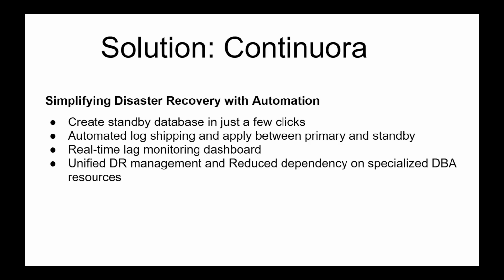However, currently there is no way for a DBA to know whether a DR is in sync with primary or not. They have to rely on a manual way of monitoring to see which database is out of sync and which database is in sync. To address this issue, Continuora provides a real-time lag monitoring dashboard so that DBAs can see which databases are out of sync and which databases are in sync. This is extremely useful when there are a large number of database pairs, that is primary and standby database pairs.